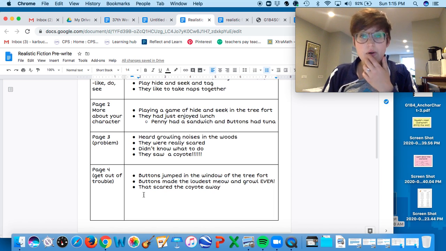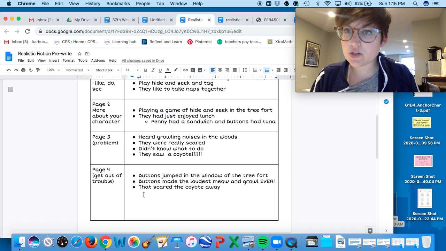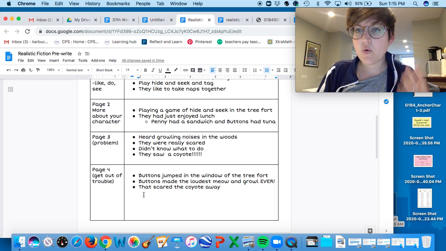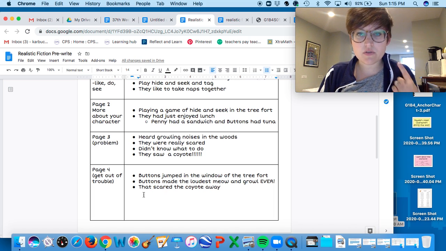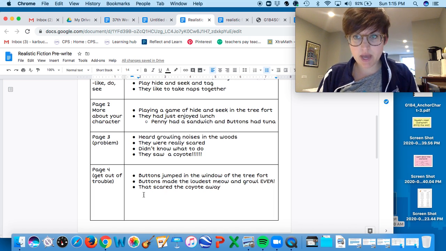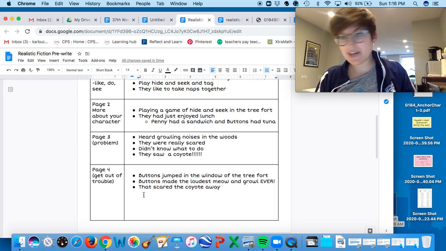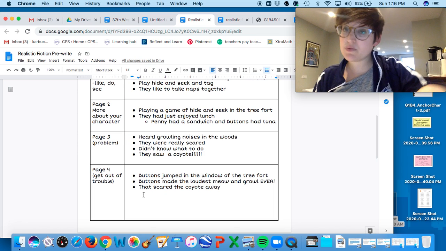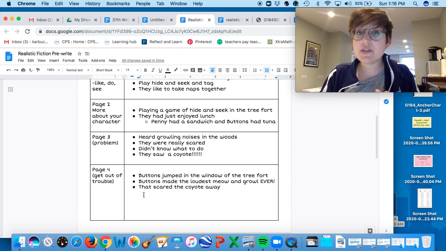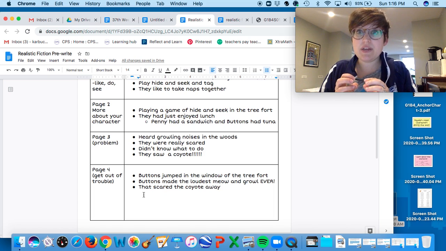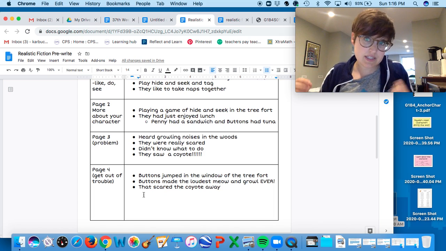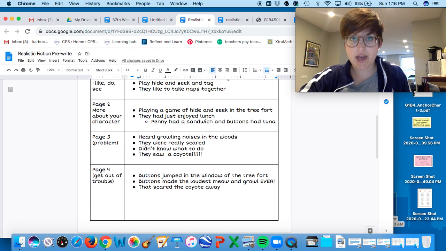And so I'm going to revisit my pre-write before I start writing and just kind of think about what I could say. So Buttons jumped in the window of the tree fort, Buttons made the loudest meow and growl ever, and that scared the coyote away. Got it. Now remember, I'm not just going to write that on my page because these were just my ideas I was getting out and they're not the most creative. So now I have to make them into really interesting sentences to bring my story to life, okay?